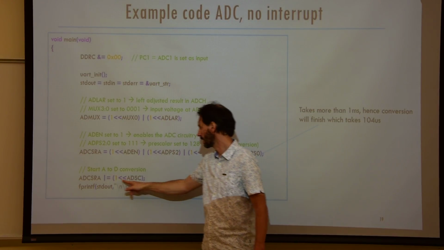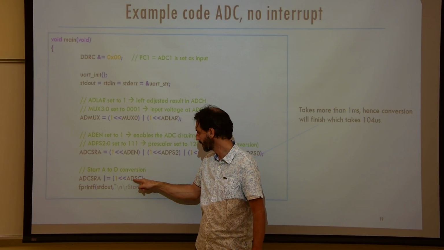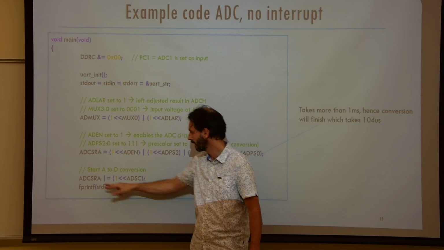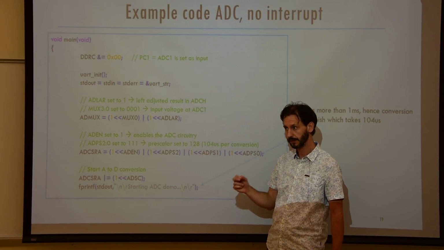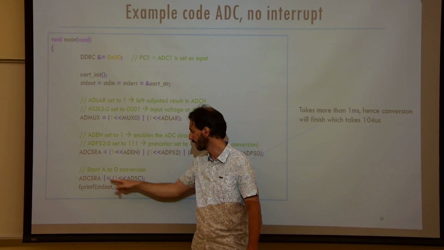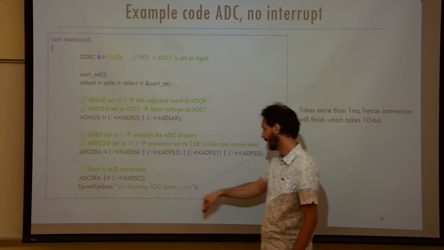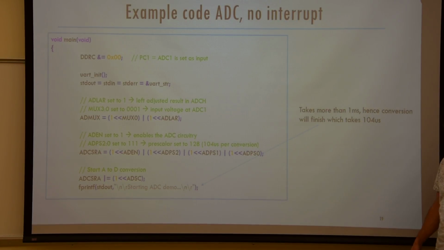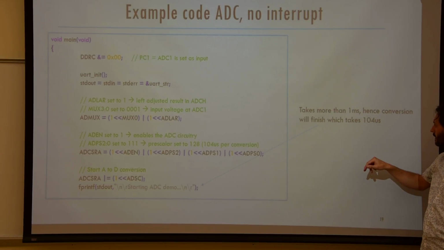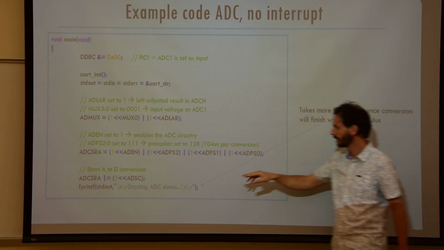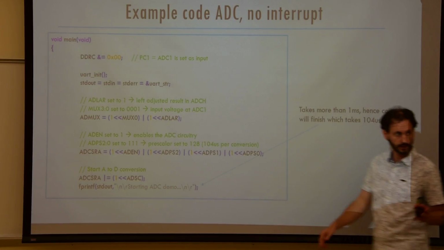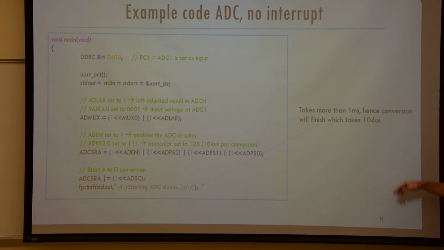Say you want to start an A to D conversion, then you need to set this particular position, ADSC, in this register, that bit that corresponds to that position, to 1. So that's what we do here with an OR. And then say you want to print starting ADC demo. We do that deliberately over there, because we know that that will take more than 1 millisecond. And so the conversion that we ask for in here will actually finish, because it takes 104 microseconds.